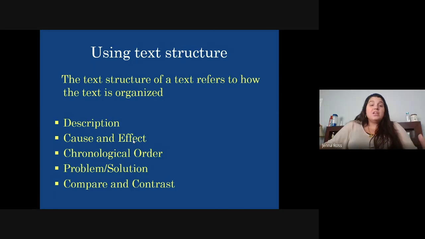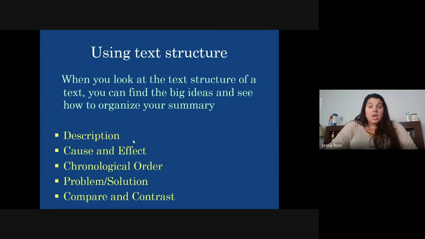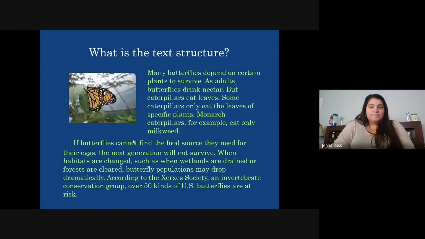And then also there's compare contrast. And that's where we're finding similarities and differences between things. And it might just be two things or it might be more. So those are the basic text structures that you're going to see. So you want to use that when you're organizing your summary. And it also helps you figure out the main idea or the big idea when you're organizing your summary.